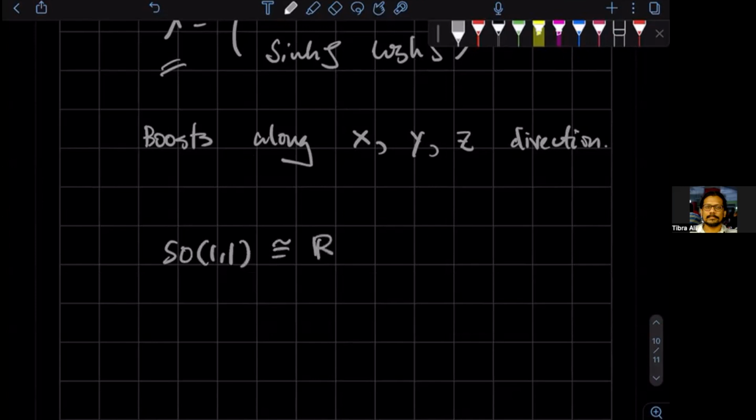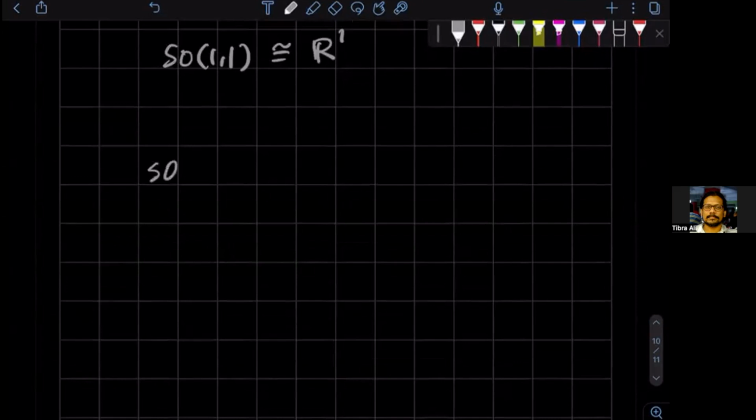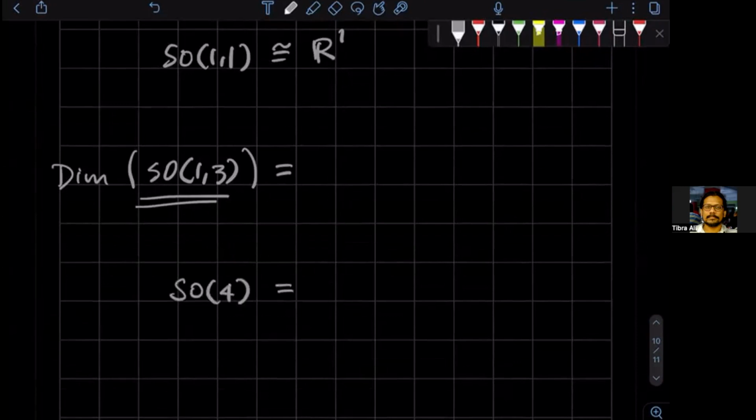Okay, so the thing is that SO(1,1) is just a real line, which is a pretty simple geometry. Can someone tell me what is the dimension of SO(1,3)? What about SO(4)? Four.